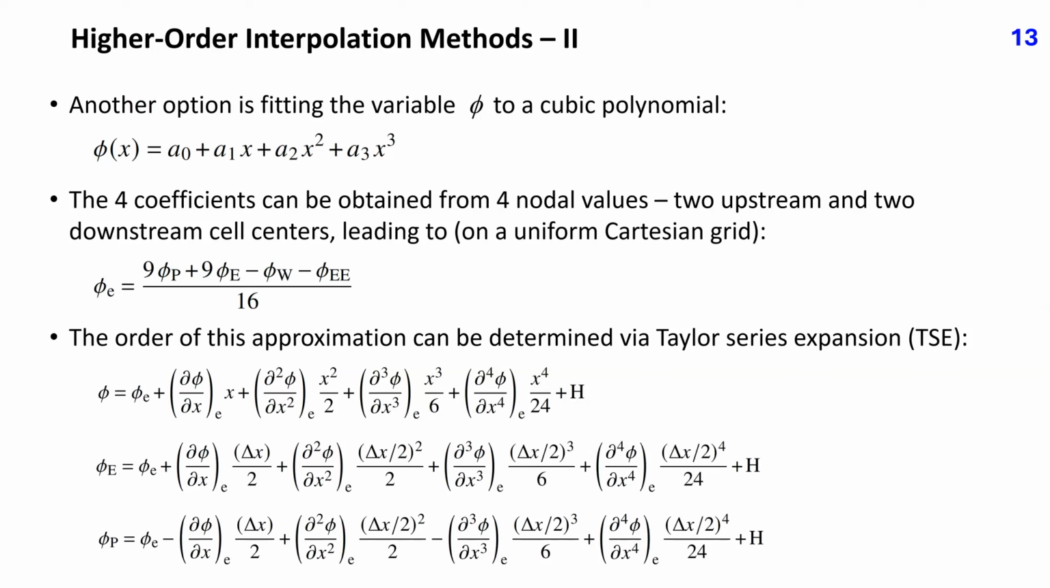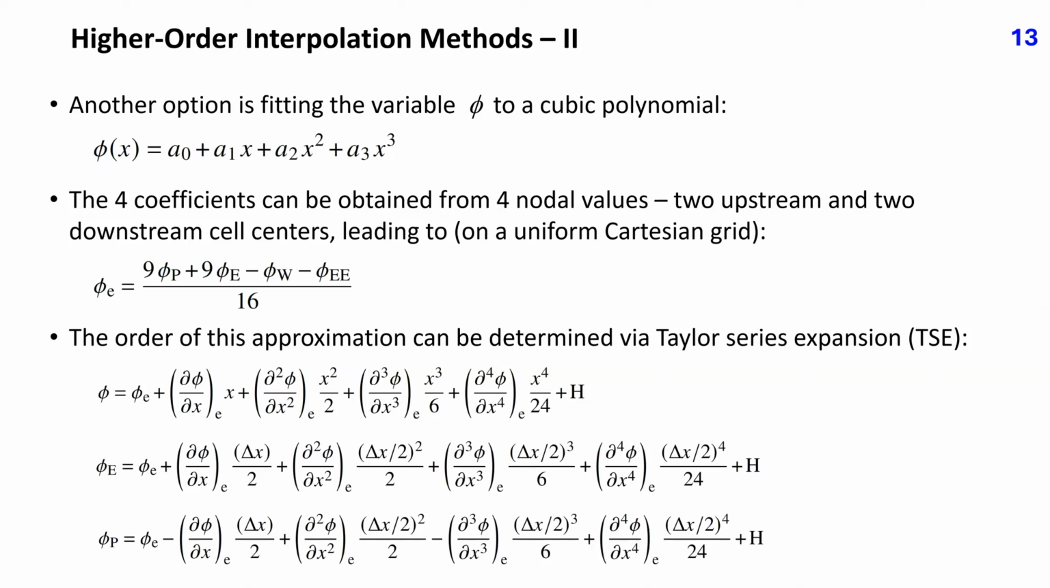The 4 coefficients of the polynomial can be obtained by fitting it to variable values at 4 cell centers, 2 on the upstream and 2 on the downstream side. On a uniform Cartesian grid, this approach leads to the following expression for variable value at the phase center E. The order of this approximation can be determined by a Taylor series expansion.